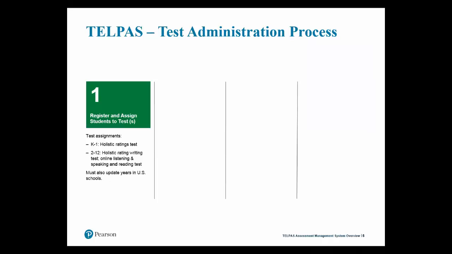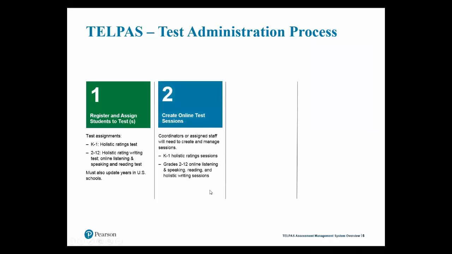And again, you also want to make sure that you update those years in U.S. schools. And again, you can do that through a file upload, or you can do that manually within the system, and we do have step-by-step instructions on how to perform each of those actions in the STAR Alternate 2 and TELPAS Assessment Management System User's Guide that you can access through our support documentation in Pearson Access Next, or you can also find that guide in the Avocet site. Okay, so that is one of the first steps that you'll take.